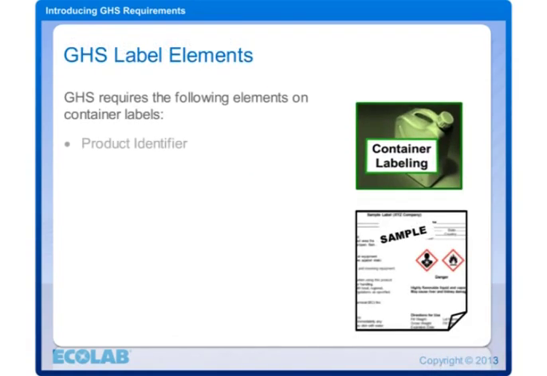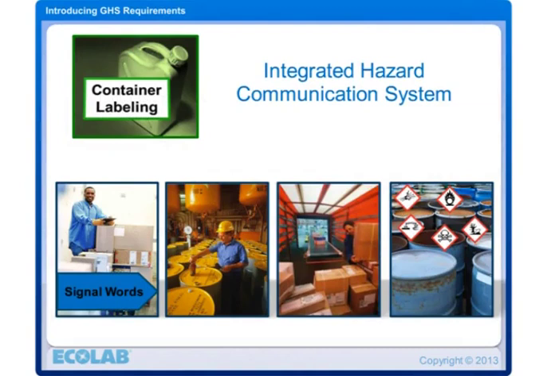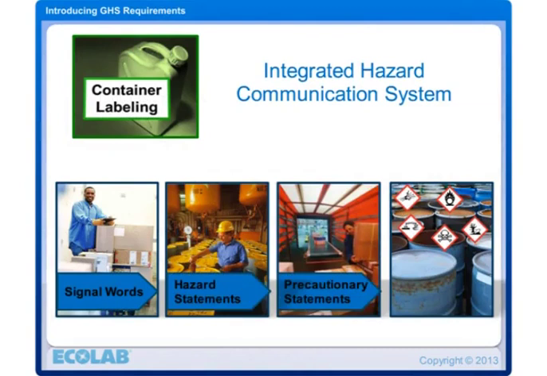GHS label requirements will standardize information to be included on container labels. All these label elements complement each other to provide you more complete information about each product, so you know how to handle it safely. In this section, we'll take a closer look at signal words, hazard statements, precautionary statements, and pictograms. Signal words, hazard statements, precautionary statements, and pictograms have been standardized and harmonized and form an integrated hazard communication system. Let's start by looking at signal words.